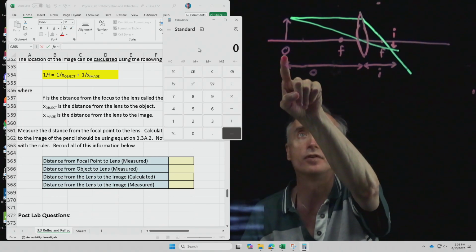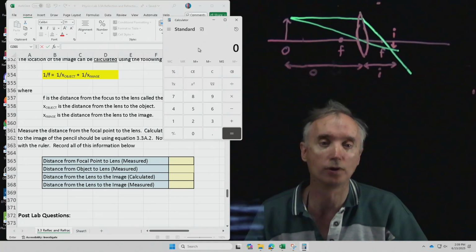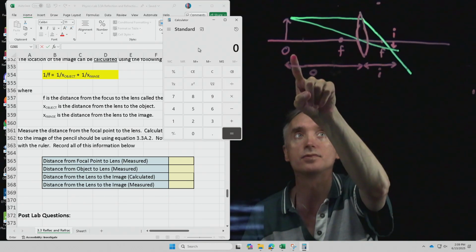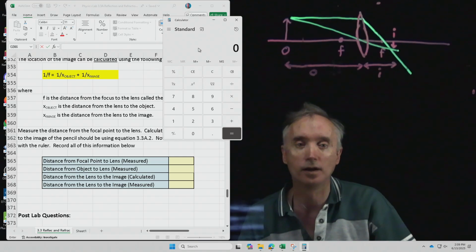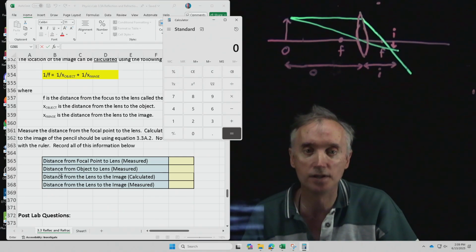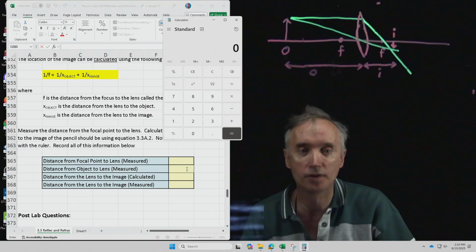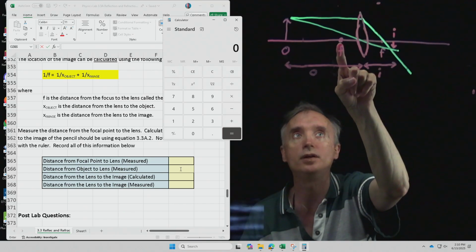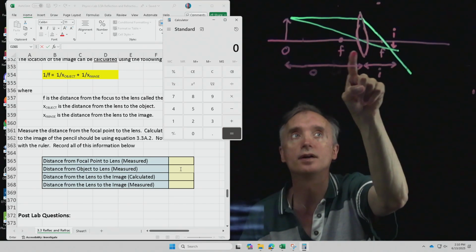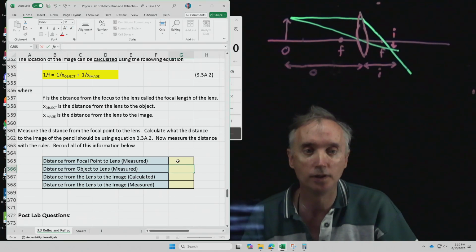So we're going to use O for object, I for image. And I told you to get out your ruler and to measure this distance. Measure the distance from the lens to the object, the distance from object to the lens measured, and put that number right here. Then take your ruler and measure the distance from here to here. This is going to be the focal length, and you're going to put that up here.